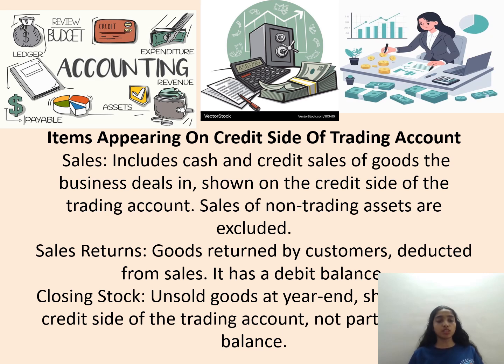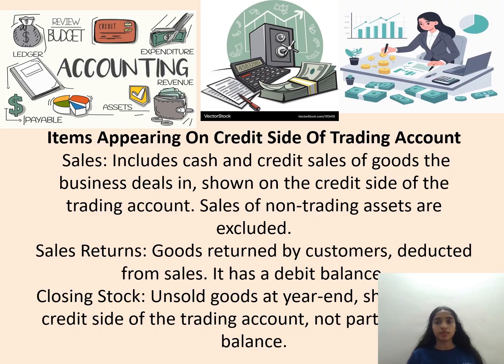Next is closing stock. The stock of goods remaining unsold at the year end is termed as closing stock. The amount of such stock appears on the credit side of the trading account. Closing stock is not a part of the ledger and is out of the purview of the trial balance. Generally, the figure of the closing stock is given separately.